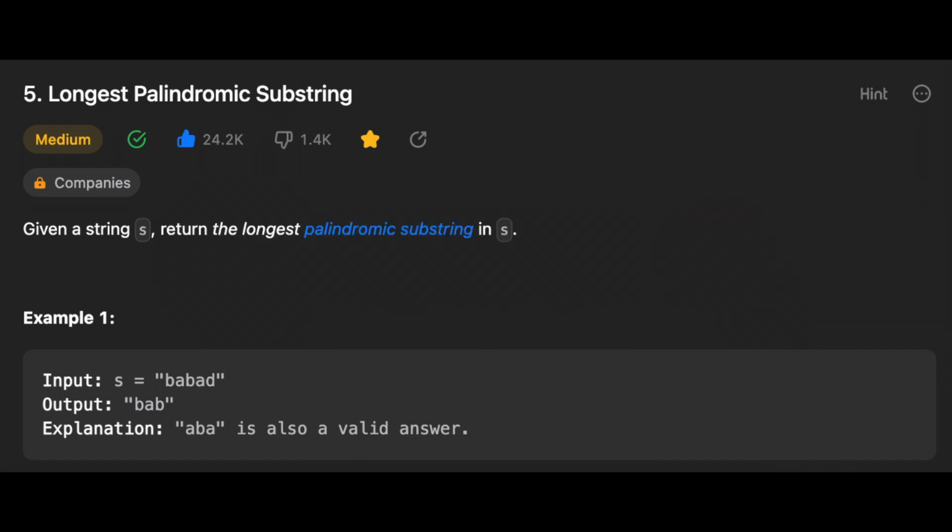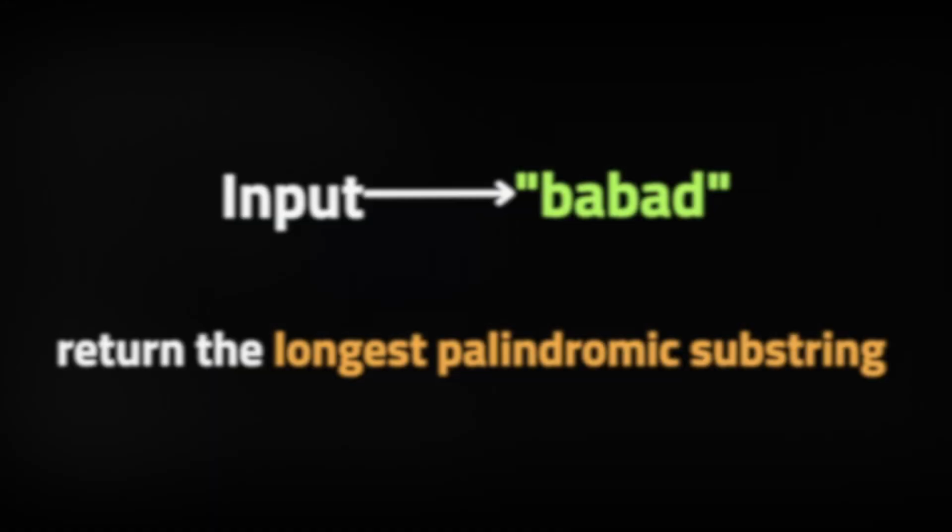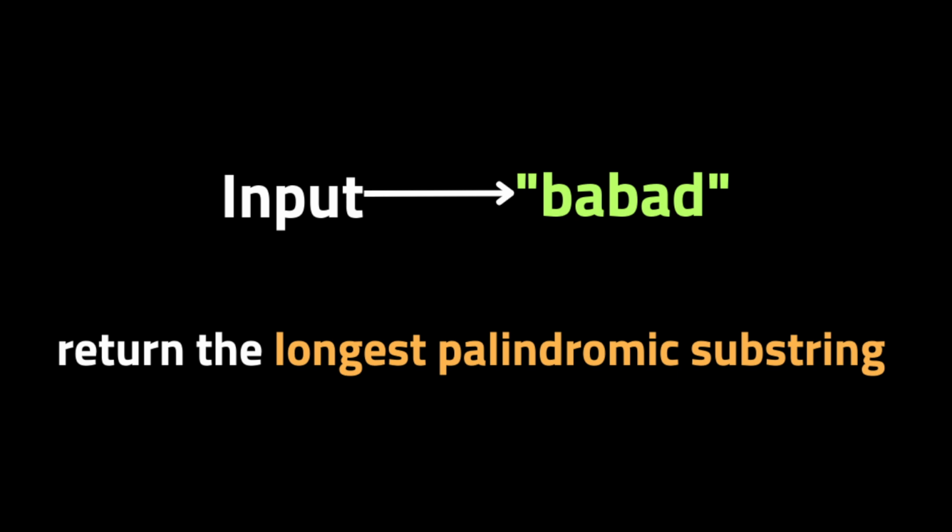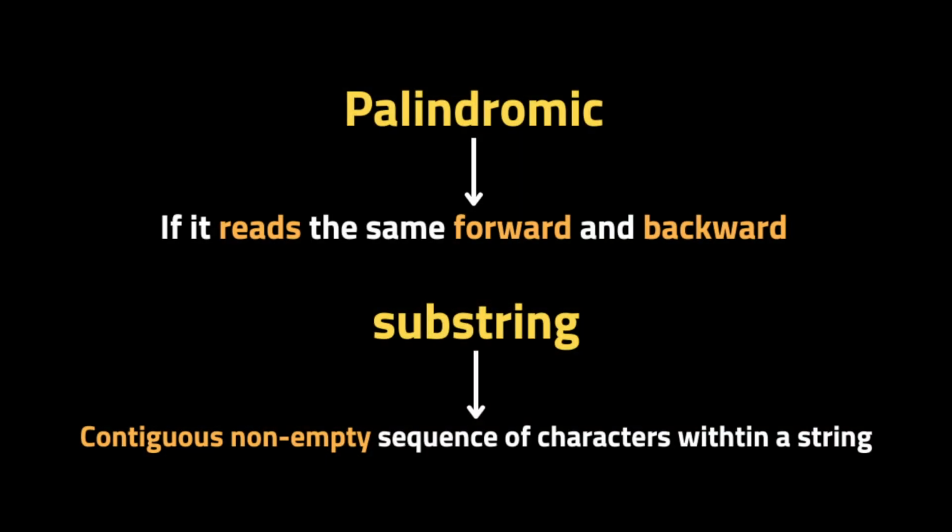So in this video, we'll be discussing and solving the problem of finding the longest palindromic substring. So let's get started. The problem is that they give us a string S and they ask us to return the longest palindromic substring in this input string. A string is a palindrome if it reads the same backward as forward, and a substring is a contiguous non-empty sequence of characters within a string.